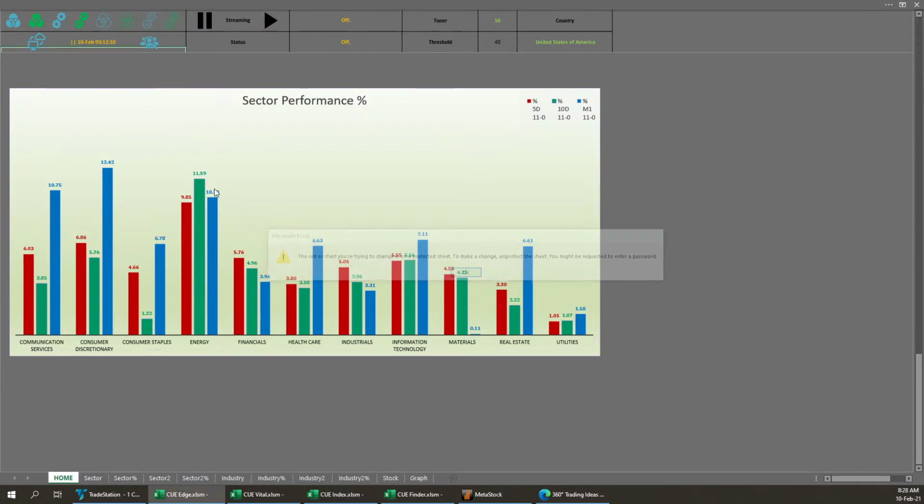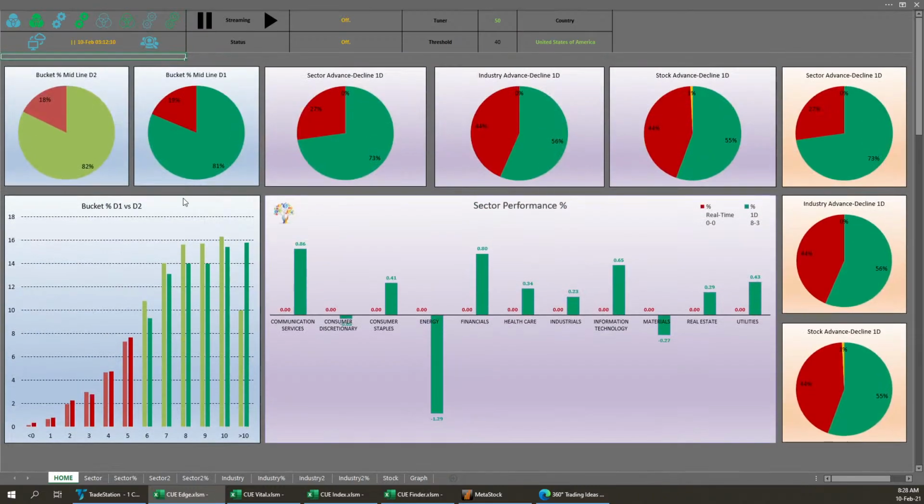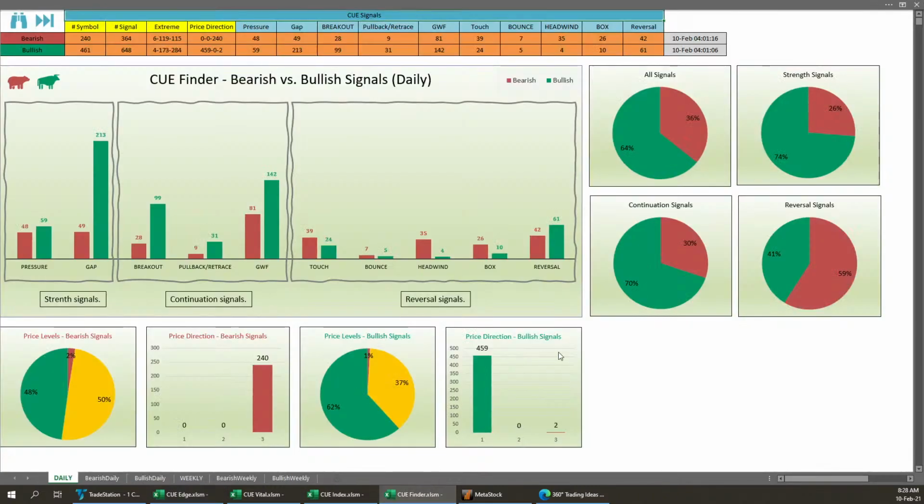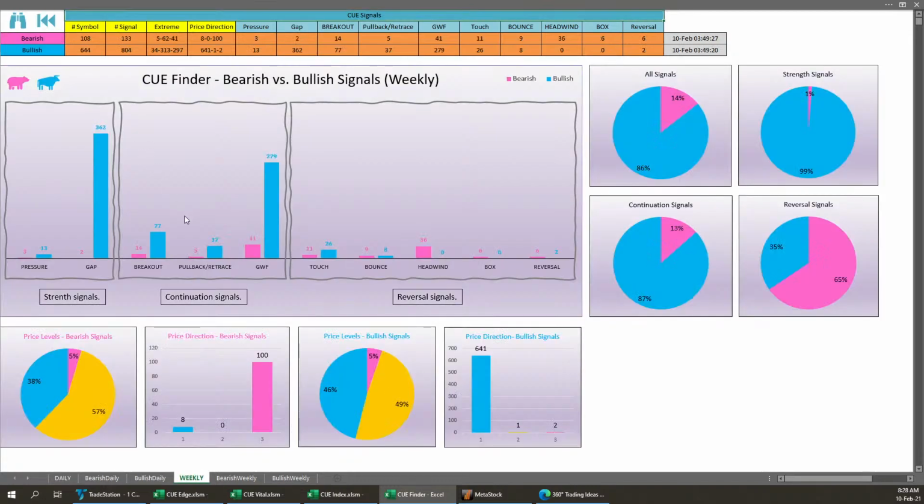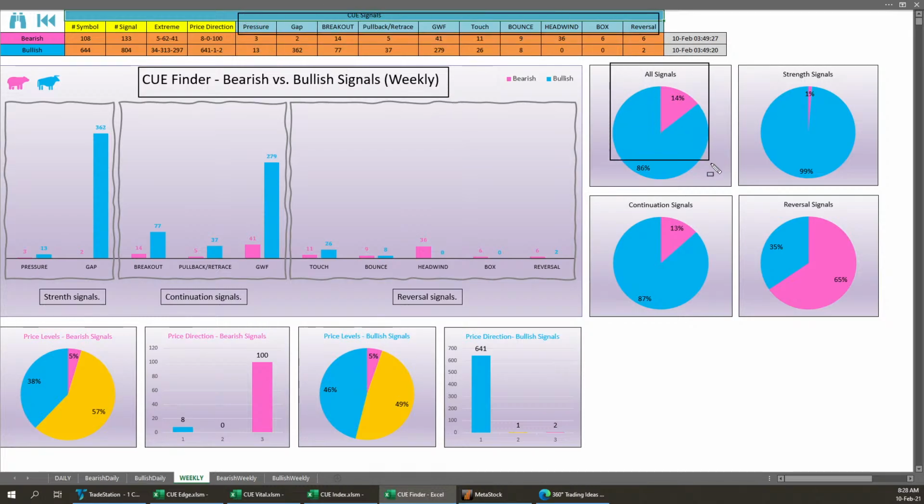Now let's look at the technical breadth, that is using Q Finder. Start with the weekly picture. I mentioned this scenario in the last webinar also, I think. If we look at the balance of bulls and bears, technical signals, all the Q signals, if we look at all signals, it is predominantly bullish, 86%.